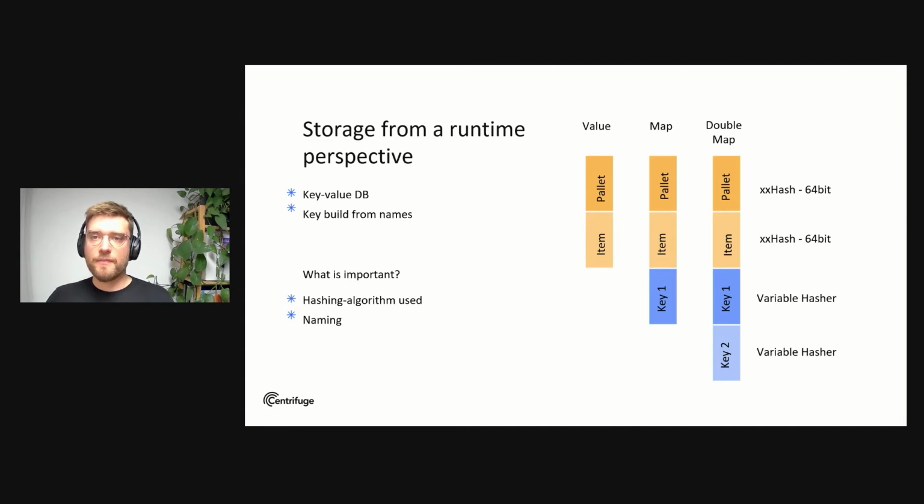For the map, there's just one additional part: after the pallet hash and the item hash, you concatenate the hash of the key with a hasher that the developer can choose. But again, you just have a key, you give it to the database, and then you get a value back. For the double map, it's the same, just that you have two variable hashes that you can use. So the takeaway here for migrations is: know the hashing algorithms that are being used, and know the naming.